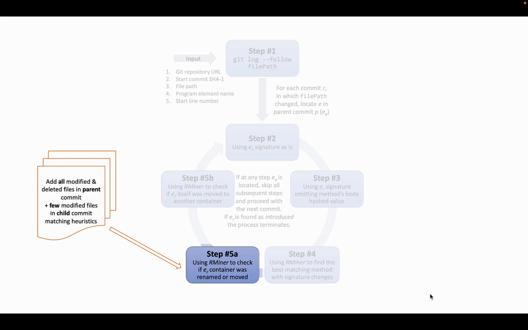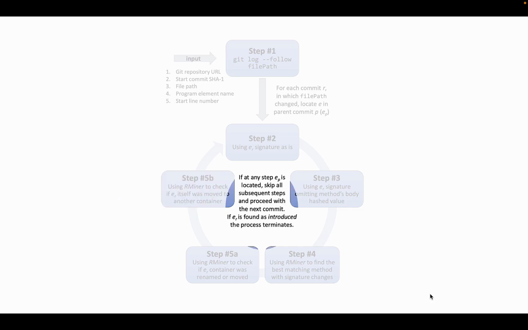In step 5a, we execute the refactoring miner to check whether its parent container has been renamed or moved. And finally, in step 5b, we use again the outcome of refactoring miner to check whether the program element itself has been moved to another container. If at any step the program element is located in the parent commit, then we skip all subsequent steps and proceed with the next commit. If the program element is found as introduced, then the entire process terminates.